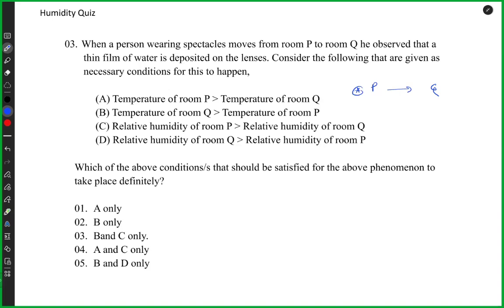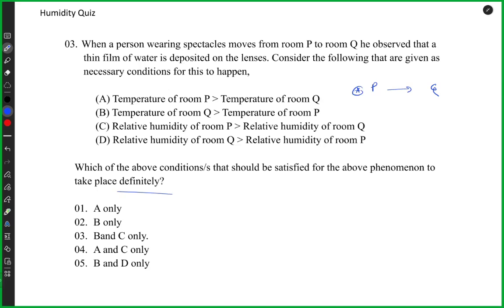What matters is the act of condensing, right? So they are asked in the question, which of the following conditions should be satisfied for the above phenomenon to take place definitely? So the question is definitely, right? Should happen definitely. So if it's going to happen definitely, for sure, now see, okay, when you go from the cold room to the warmer room, you need the water vapor to condense upon the cold spectacles. You just need that process to take place, right?